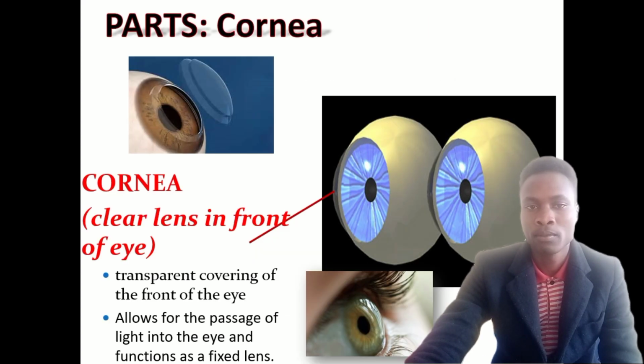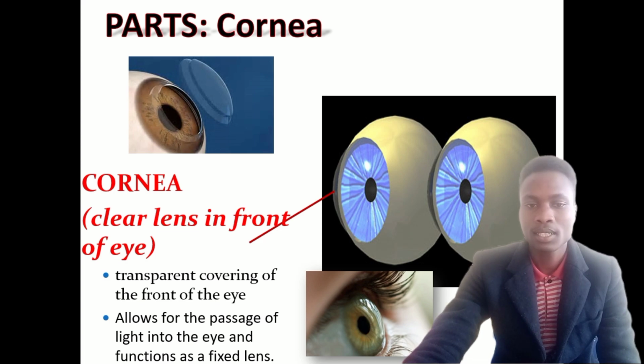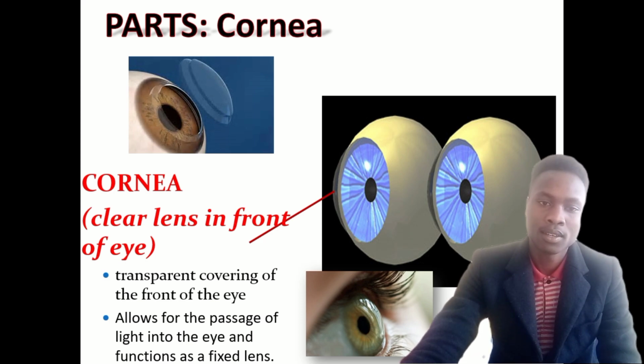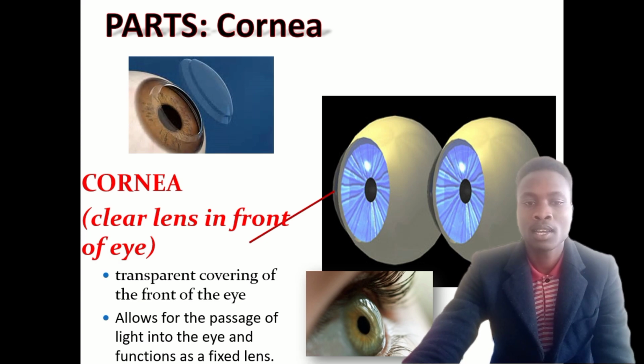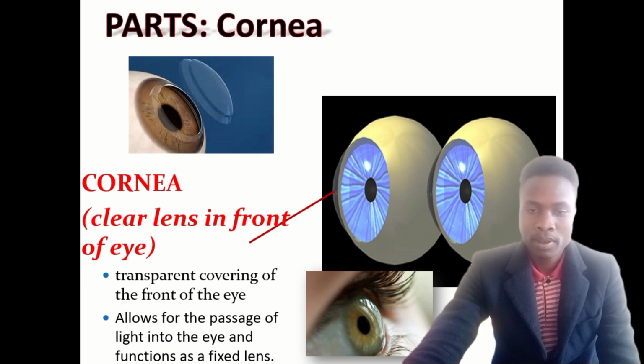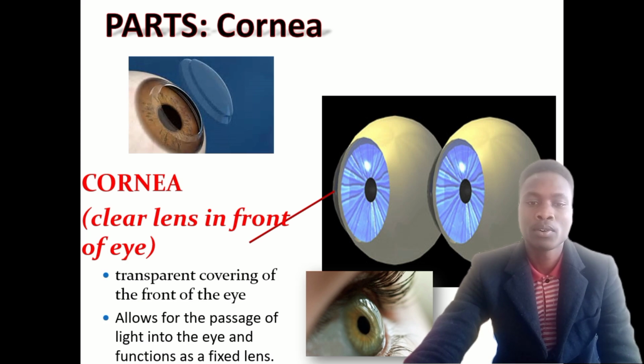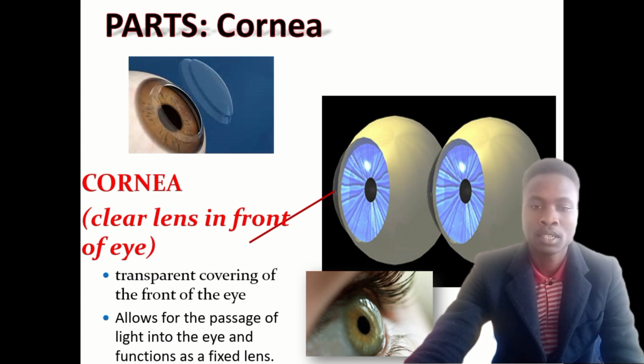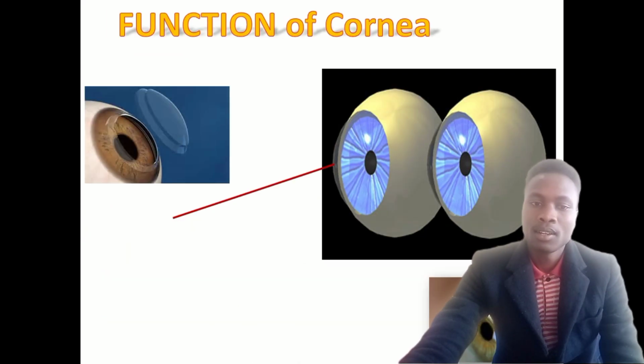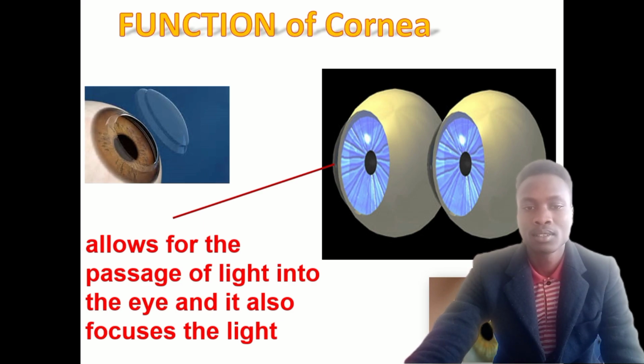So let's look at the first part, that is cornea. Cornea is a clear lens in front of an eye. It is a transparent covering of the front of the eye, allows for the passage of light into the eye and functions as a fixed lens. So those are the functions of the cornea. It allows for the passage of light into the eye, and it also focuses the light.